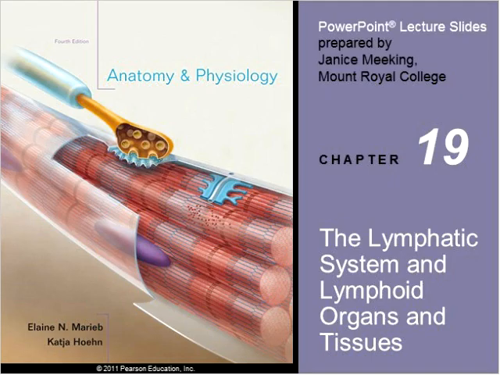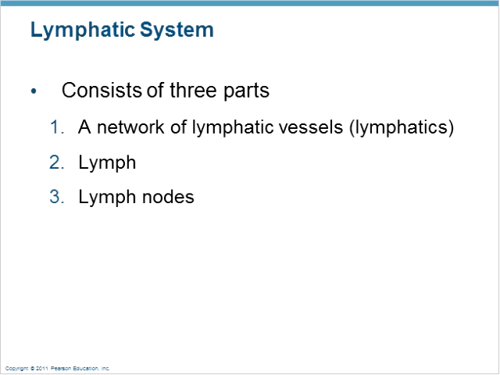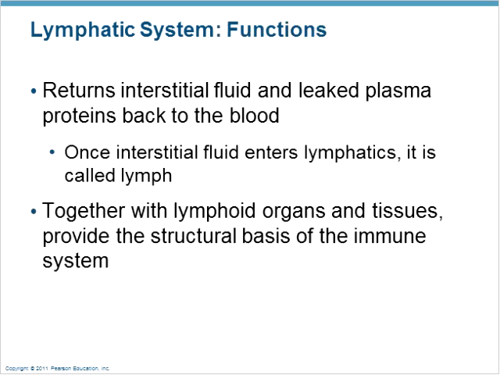This is a recorded lecture for Chapter 19 in Physiology 230 A and P for the lymphatic system and the lymphoid organs and tissues. The lymphatic system consists of three major parts: a network of lymphatic vessels, we often call lymphatics; lymph, which is the blood of the lymph system, if you will; and then the lymph nodes, the complicated aggregation of tissue at interspace locations throughout the lymphatic vessels.